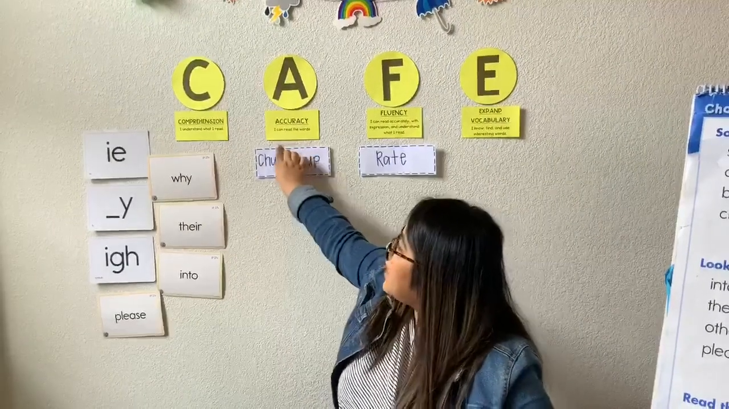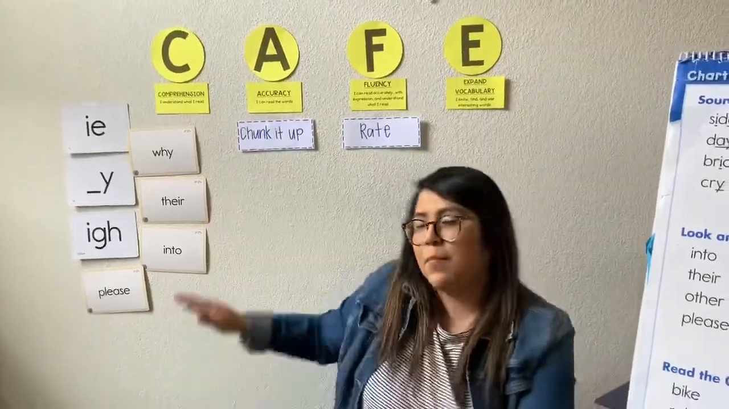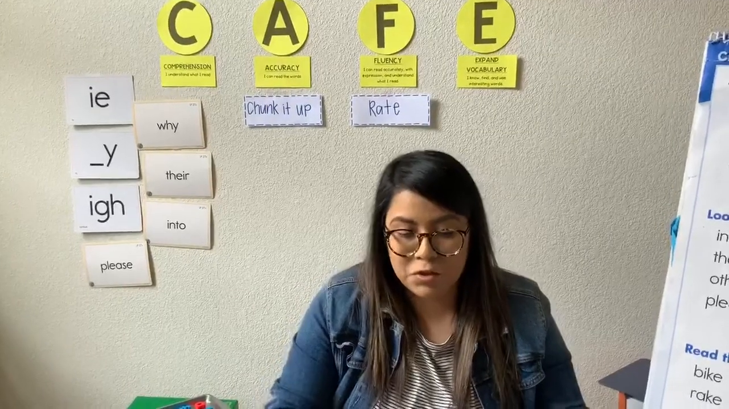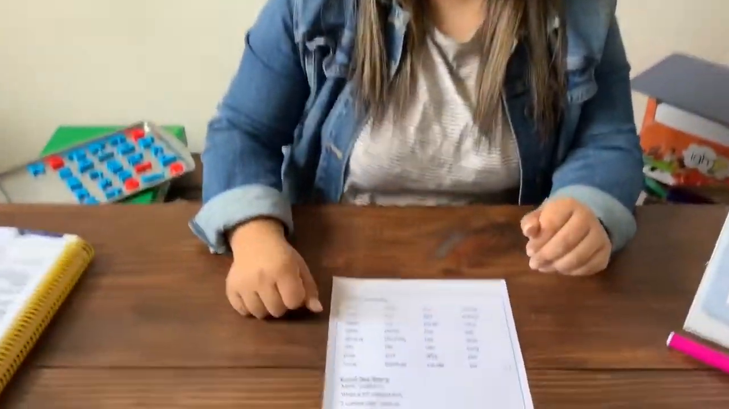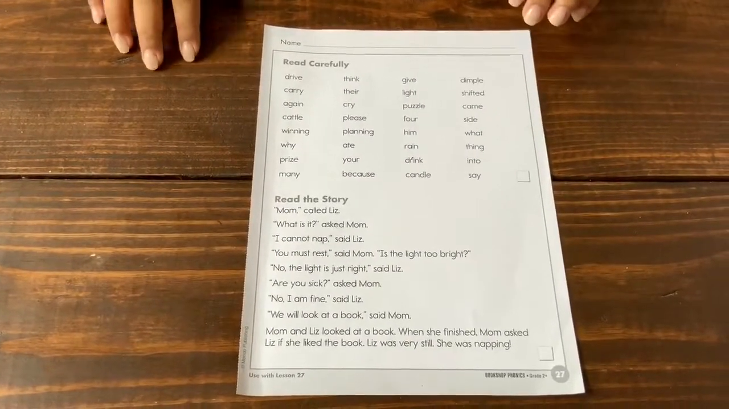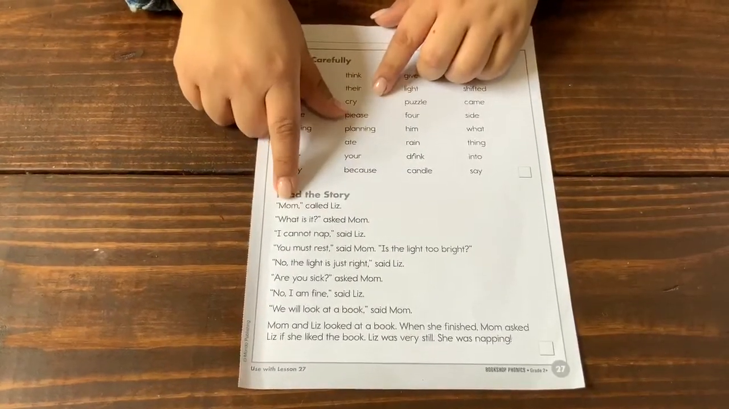And remember last week we used chunk it up. So whenever we need help breaking down a word, we can chunk it up. But for this week, we're going to be using rate. I'm going to model for you how to use rate in our story here so that when you're reading the story, you're able to practice this strategy as well. All right, here we go.